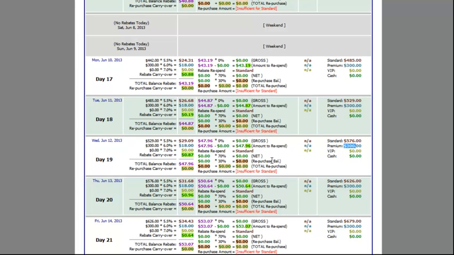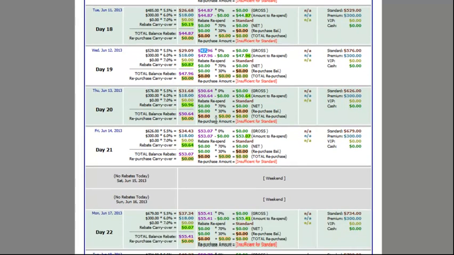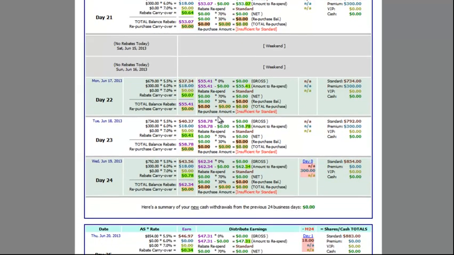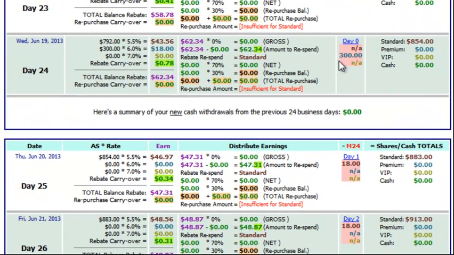Now the calculator will automatically pick the best possible plan to put a repurchase balance. But as you see, we're still not making enough to go into the premium plan. We keep going, we skip a couple weekends here. Now we get to day 24. This is the final day. Day 24 is the day that the original 300 stops earning us rebates. Well, what has that done? It has grown our account up to $854.